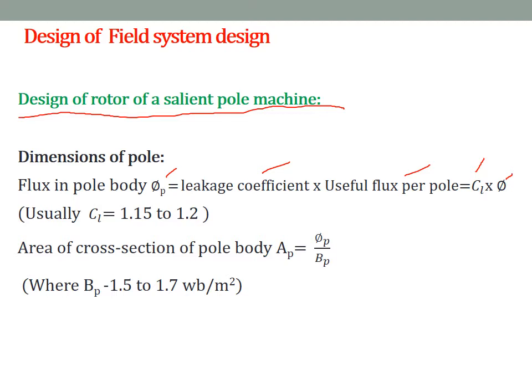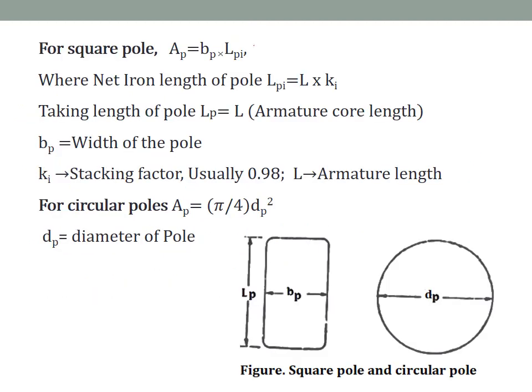So the area of the cross section of the pole body is given by this. Bp you have to assume. Bp is equal to 1.5 to 1.7 Weber per meter square. So once you find out, area can also be found out using this equation. Also we know that area Ap is equal to Bp into Lpi, where Lpi is equal to L into Ki, the net iron length.